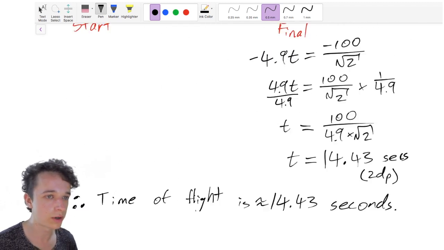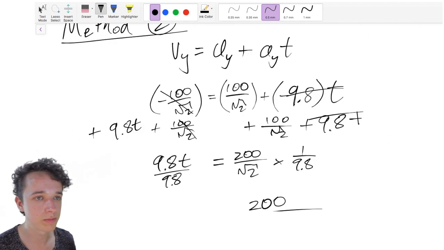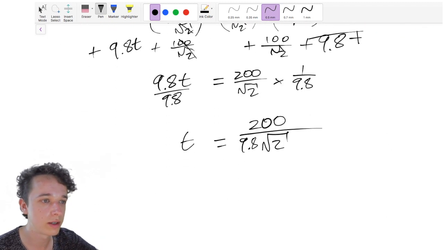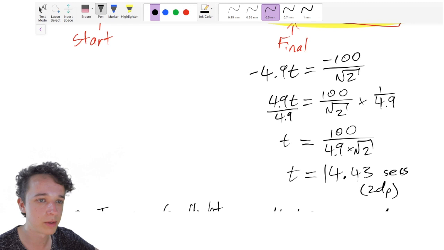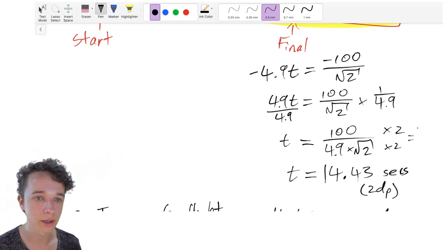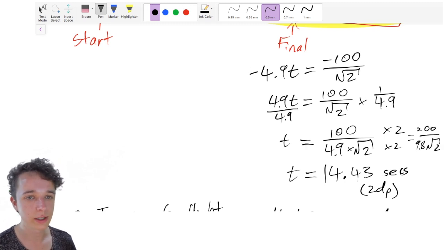So why is it different? Well, it's the same thing, except it's multiplied by 2 at the top and the bottom, right? So if you multiply the top and the bottom by 2 here, which is the same as multiplying by 1, you'll end up with 200 over 9.8 root 2. And that doesn't change the value.